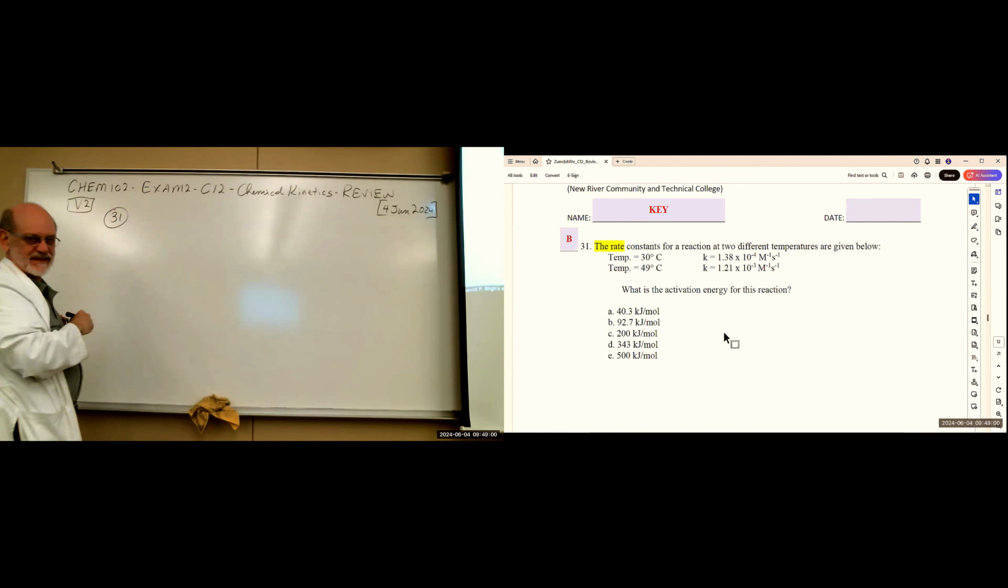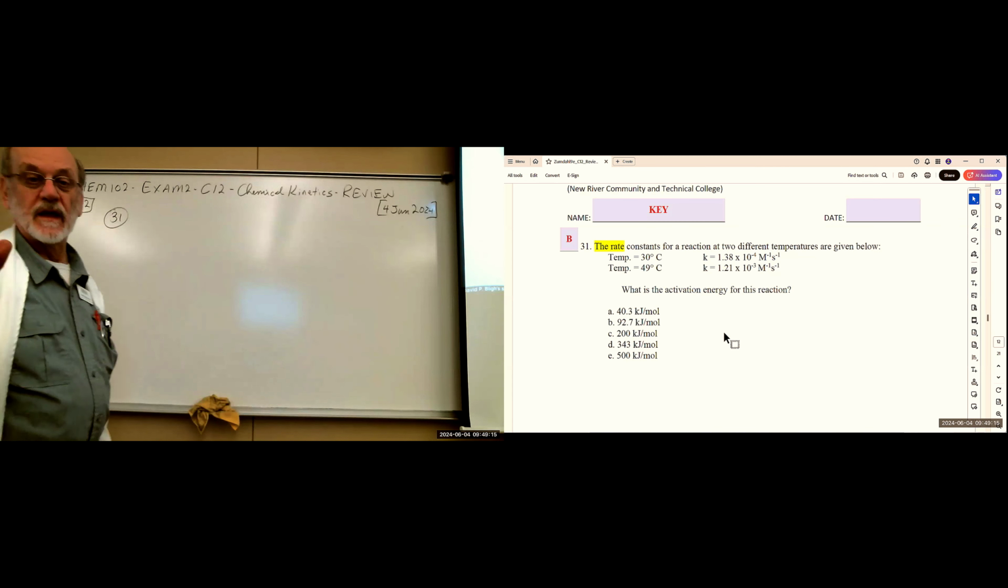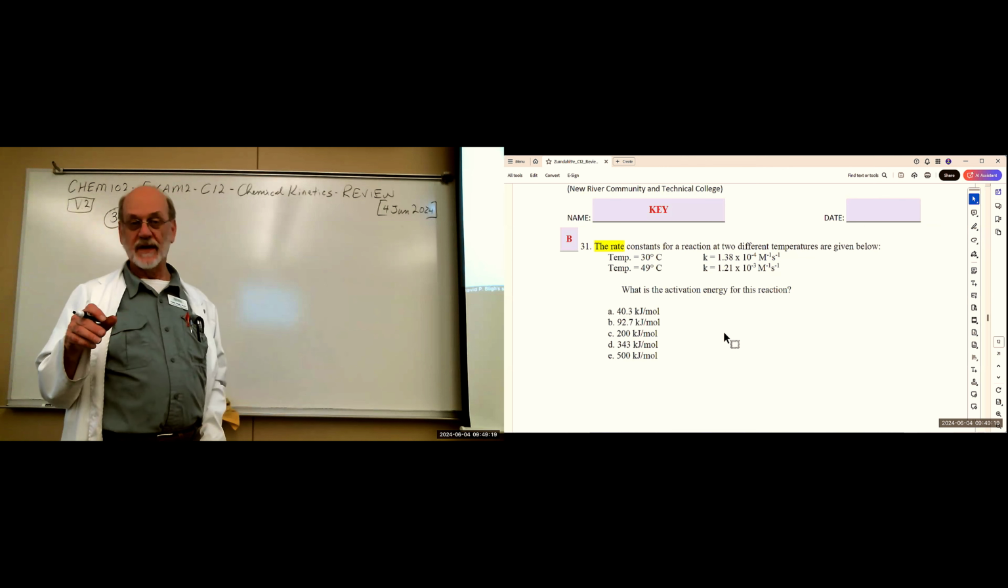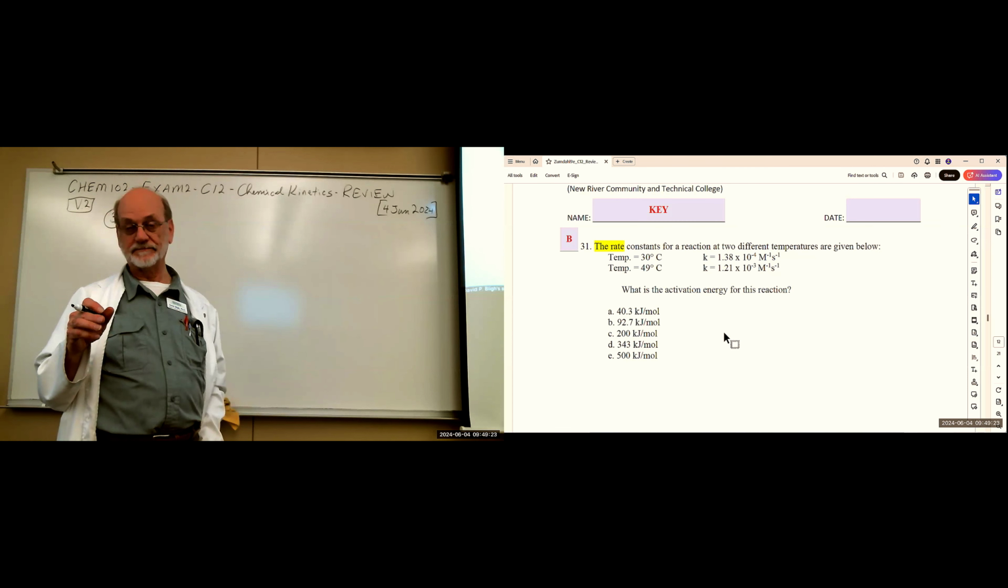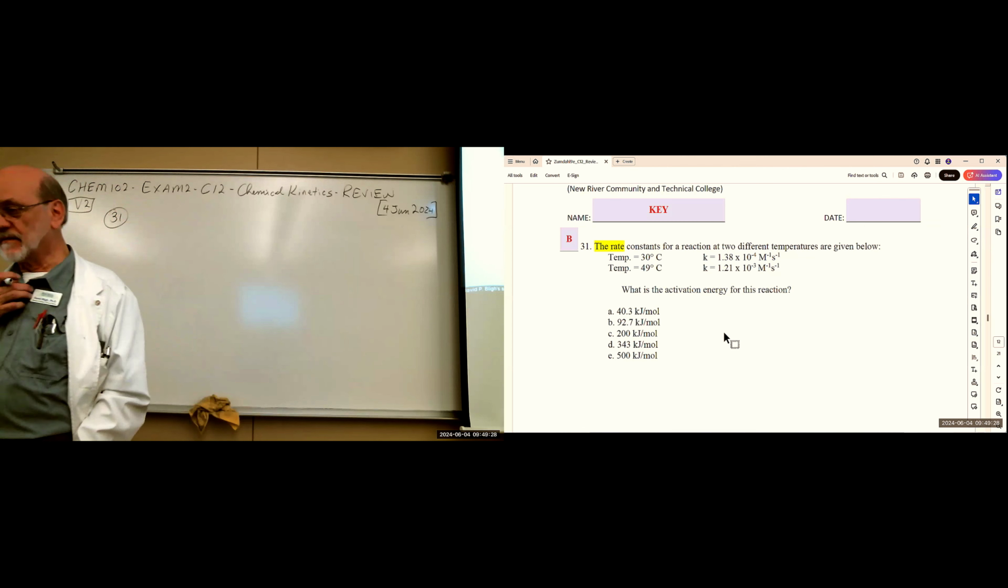Okay. Is this the Arrhenius equation? Temperature and Ks. So I'm going to look in advance to find the Arrhenius equation. There it is. Okay. So rate constants for a reaction at two different temperatures. And that's reasonable. If we change the temperature, we change the rate constant. What's the activation energy for this reaction?